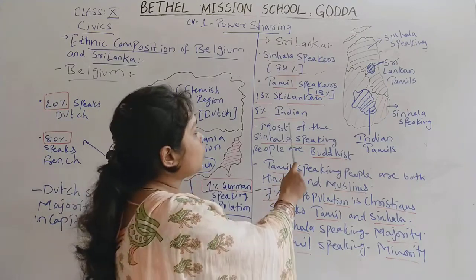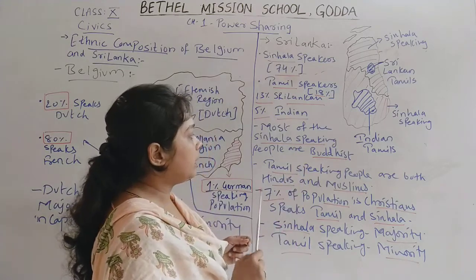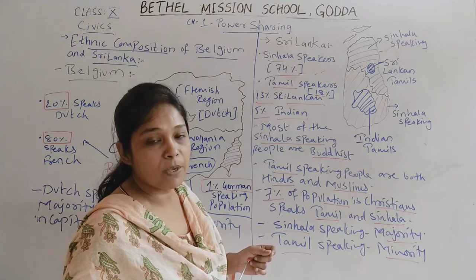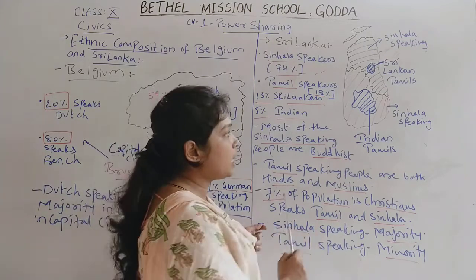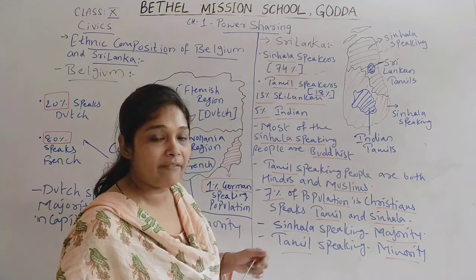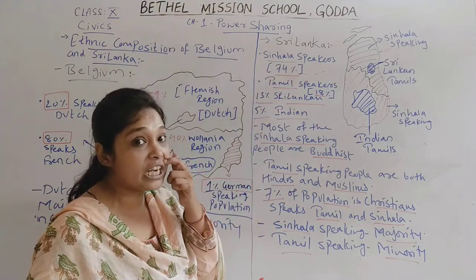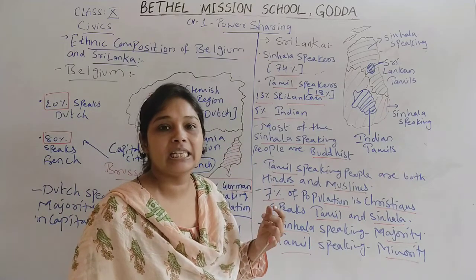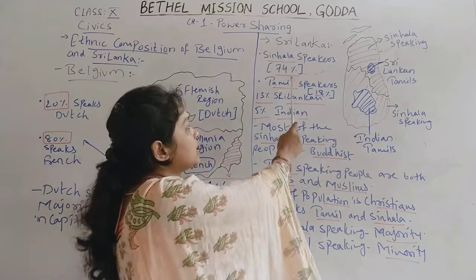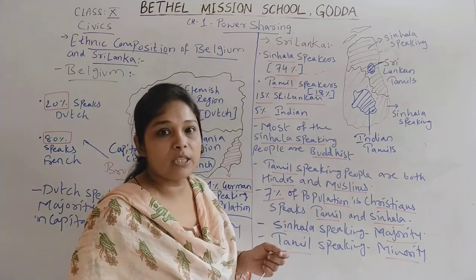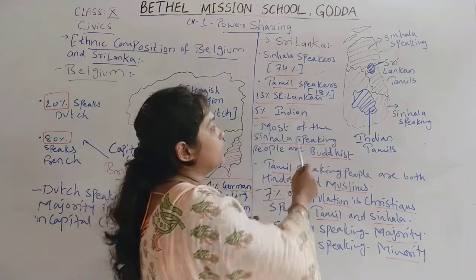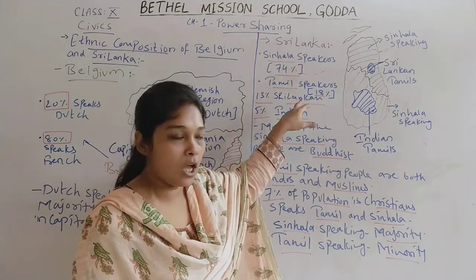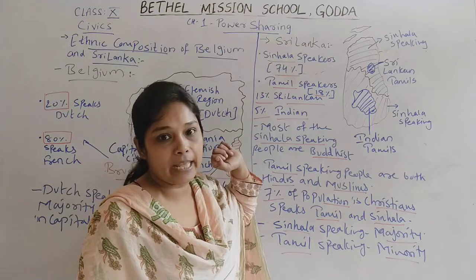And the Tamil speaking people have been divided into Hindus and Muslims. So we can say that when we are talking about the ethnic composition of Sri Lanka, there are two ethnic groups on the basis of language, that is Sinhala speaking people who are 74% and Tamil speaking people who are 18%. And from that 18%, 13% speak Sri Lankan Tamil and 5% speak Indian Tamil.